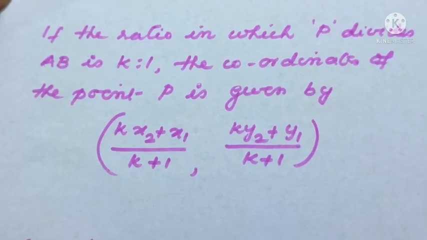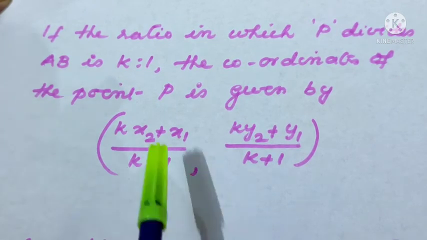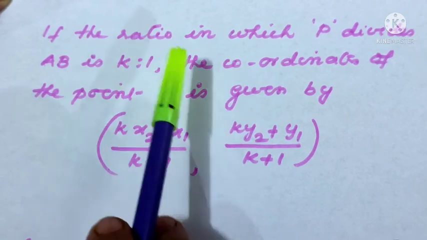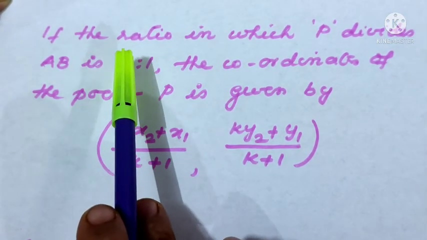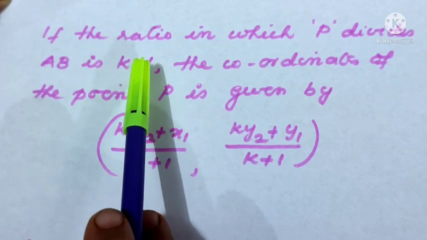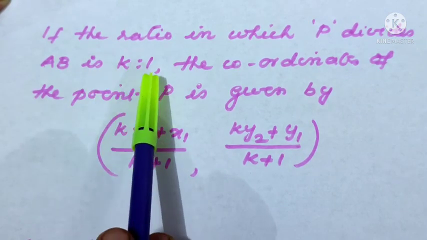Now based on the section formula, different types of questions will be asked. Sometimes the question will ask for the ratio. For such types of questions we should use this formula only. When we learn the section formula, it is given that m1 and m2 are the ratios. When the question asks for finding the ratio, we should take k is to 1. One is k, another one is 1.